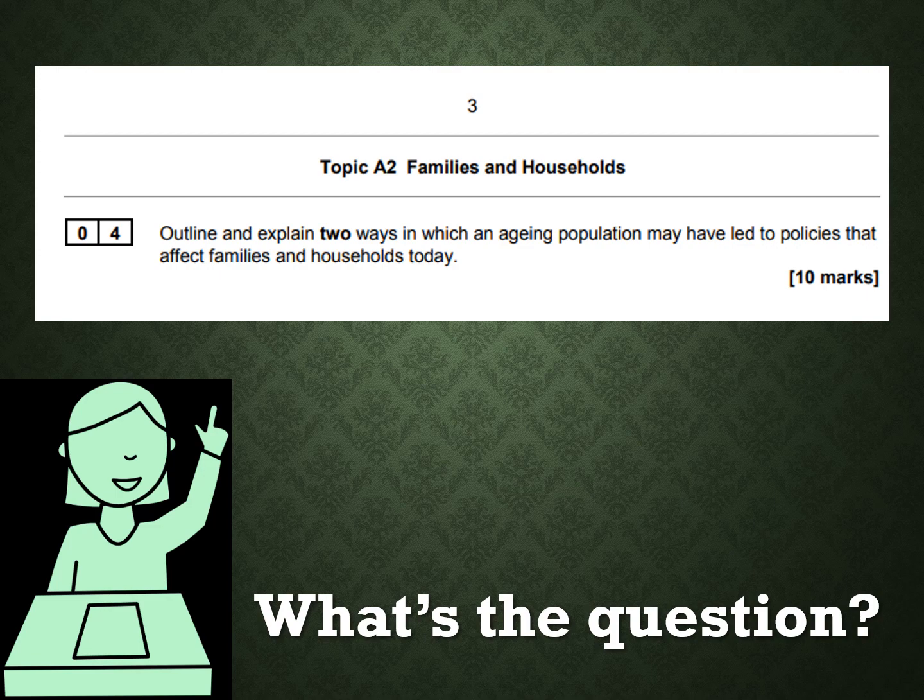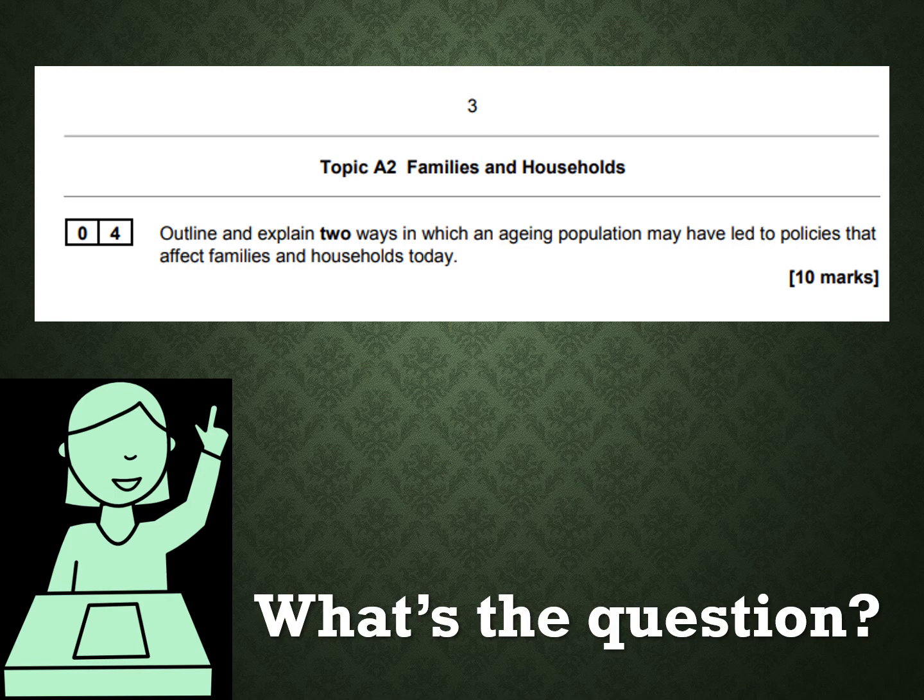So the question that we're looking at is a 10 marker, and you are asked to outline and explain 2 ways in which an ageing population may have led to policies that affect family and household today. The trigger word we're looking for is 2 ways, and what that means is that you have got to talk your way through a process which links the different parts of the question together. So how has an ageing population had an impact on policies, and then how have policies affected family and households today? So you've got lots of things that you need to think about.